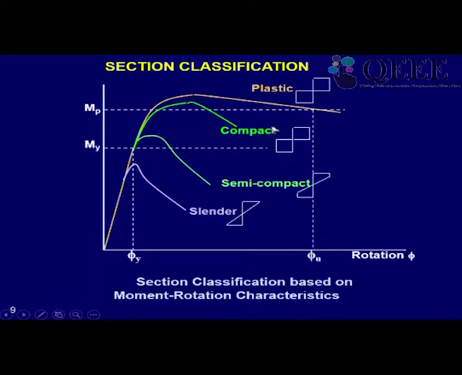Okay. Now as you increase the B by T of the flange or the D by T of the web, what could happen is it may reach MP but it will not be able to maintain MP. So it will collapse, or it will start shedding off the MP value. Now such sections are called compact sections.